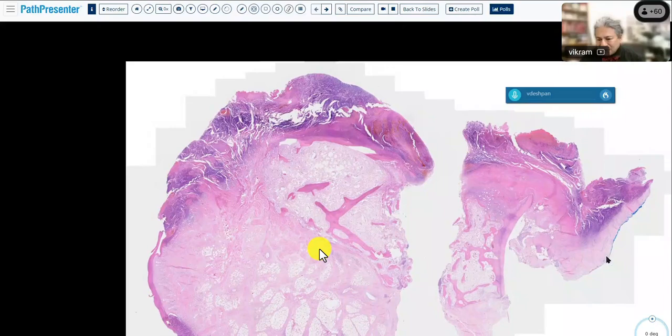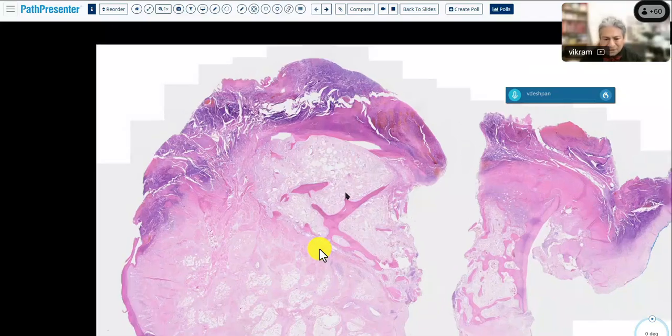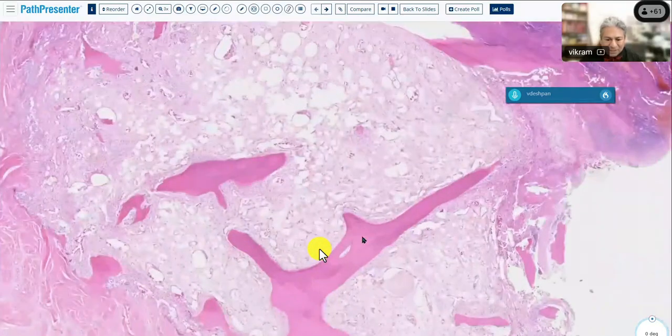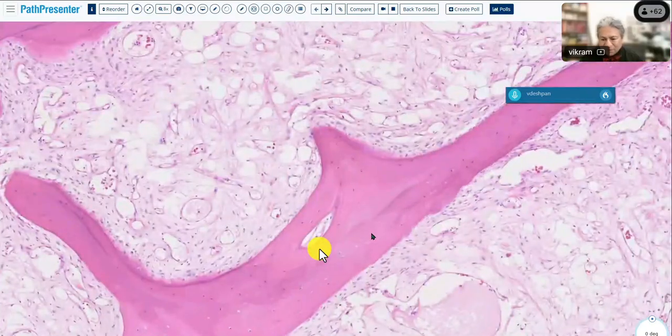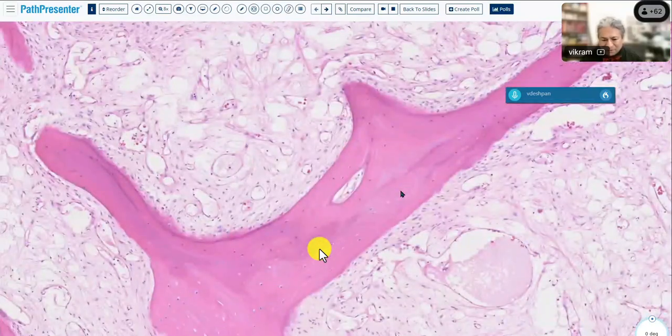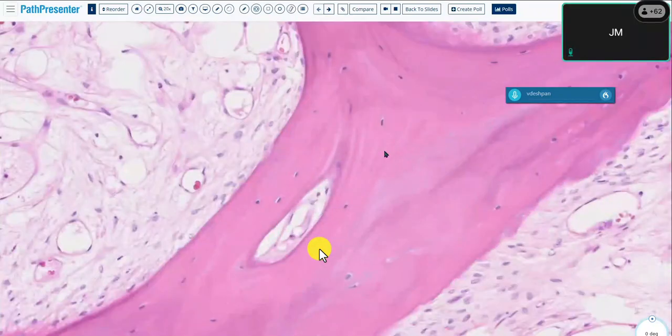Here's another piece of bone, and this time around, you can see this layer of cartilage. This is articular hyaline cartilage. I remember I asked you guys this question before. Is this lamellar bone or is this woven bone? Someone want to help me? What do you think this is? Lamellar bone, sir. Very good.